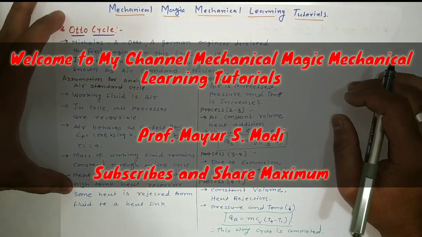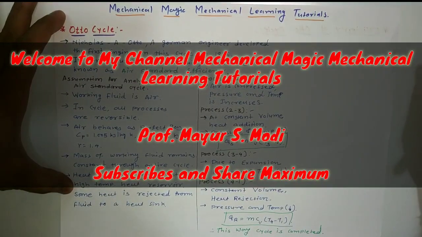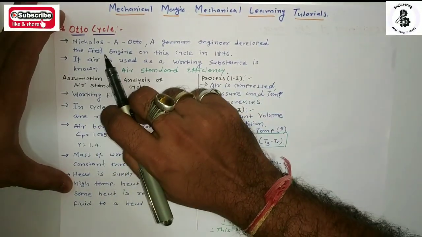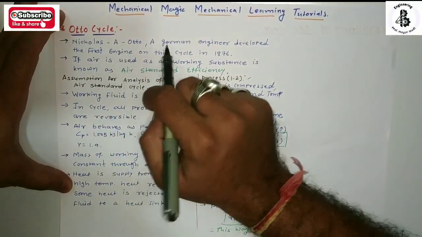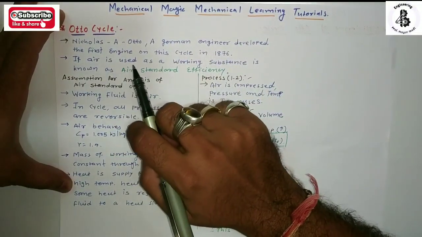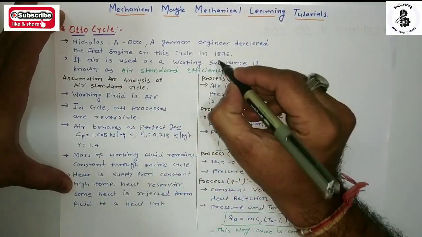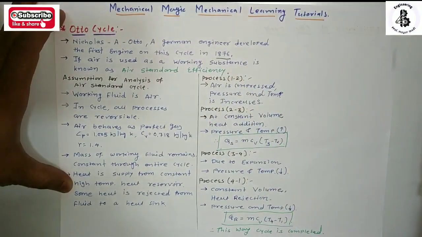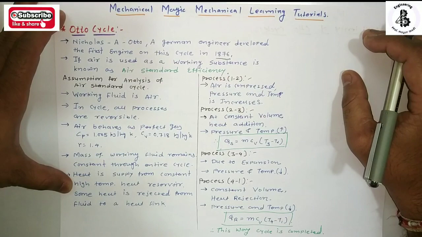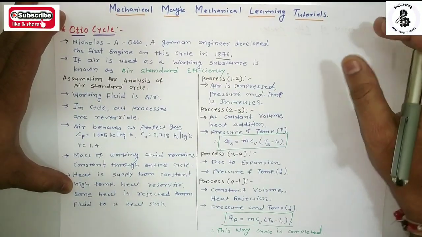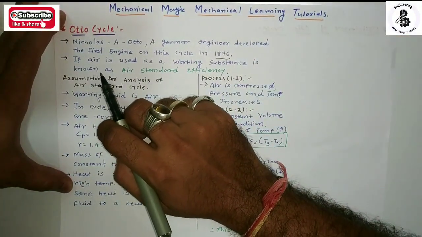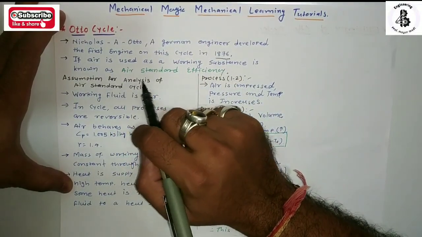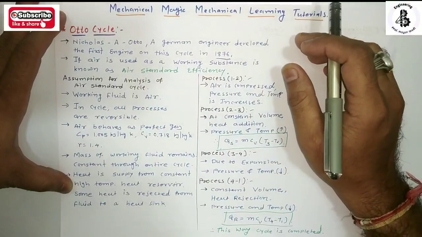So in this video I am interested in talking about Otto cycles. Nicholas A. Otto, a German engineer, developed the first engine on this cycle in 1876. That was the first invention of the Otto cycle, and it ran on one engine. In it, air is used as the working substance, which is known as air standard efficiency.